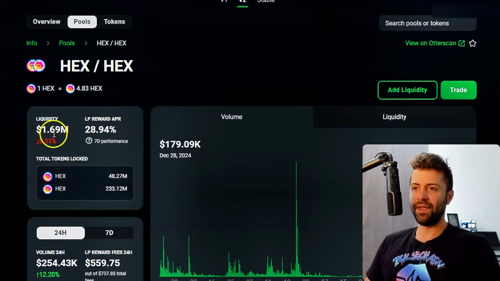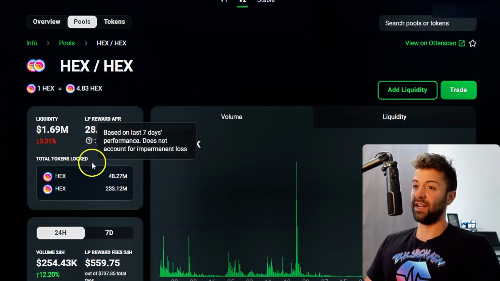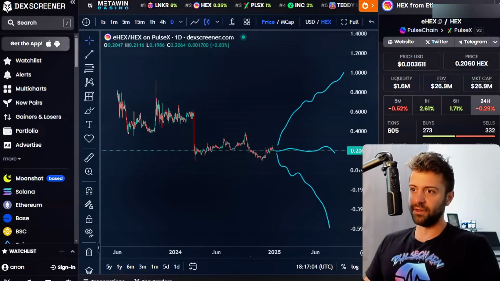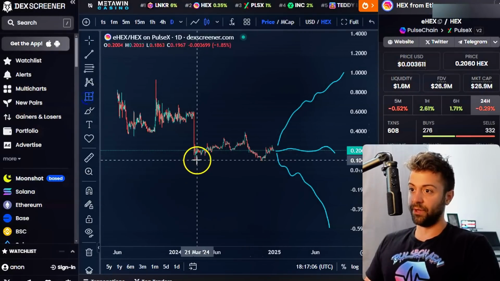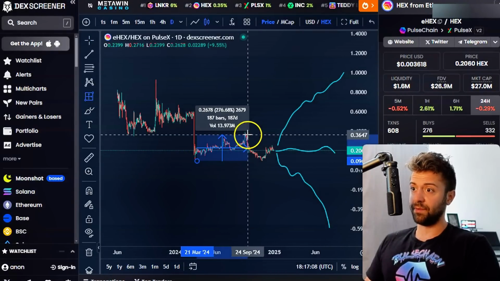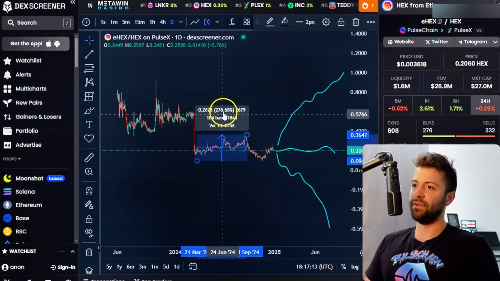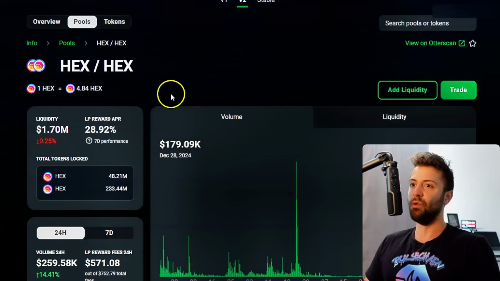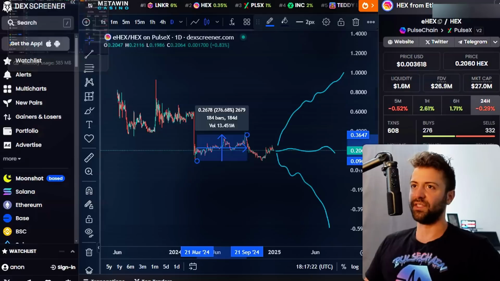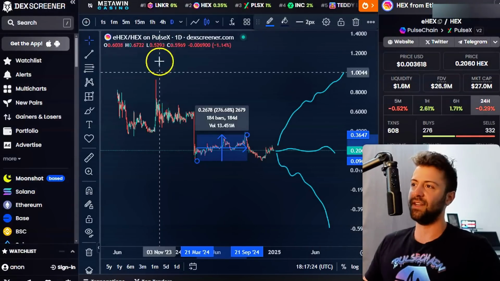Which is why, yes, you're earning 28%. But look at the volatility here. Is that 28% really going to cover you if something goes up 278%? No, I mean, the volatility here is like 10 times what the LP rewards are. So that's the risk that you take. And that is the famous eHEX PHEX ratio.